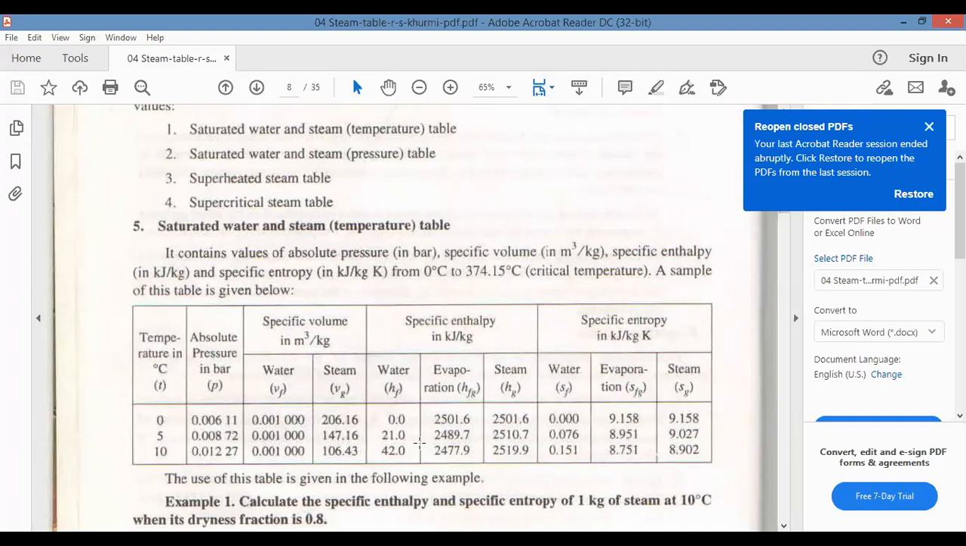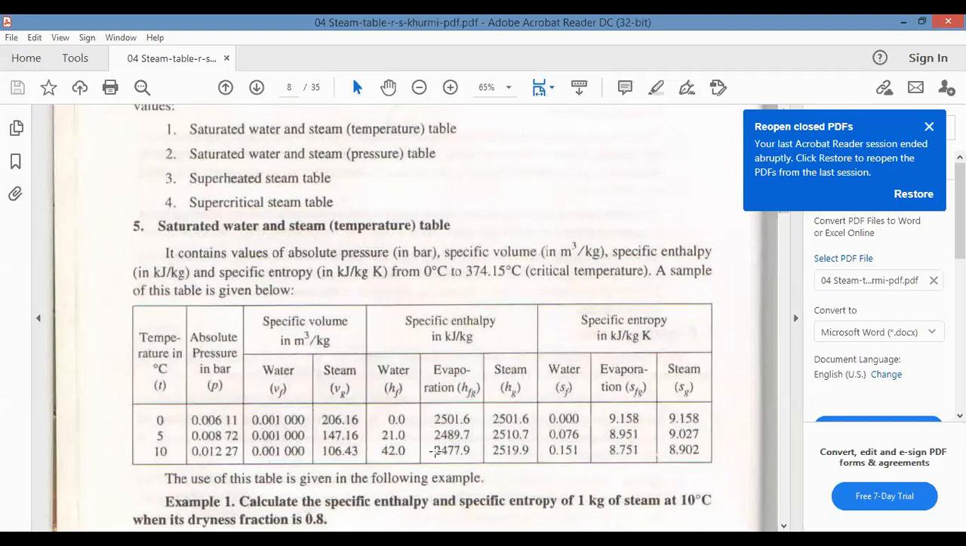If you heat it, you know that there will be a phase change, and it would become dry saturated steam. So when it becomes dry saturated steam, its enthalpy becomes hg, which is 2519.9 at 10 degrees centigrade. And what is this 2477.9? If you just take a difference between 2519.9 minus 42, you will get this term. And what is this term? This term hfg is nothing but the latent heat of vaporization. What is latent heat of vaporization? It is the amount of heat which is absorbed by saturated water to convert itself to dry saturated steam.